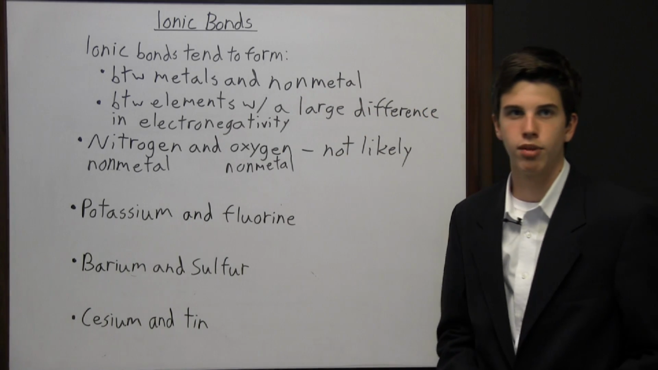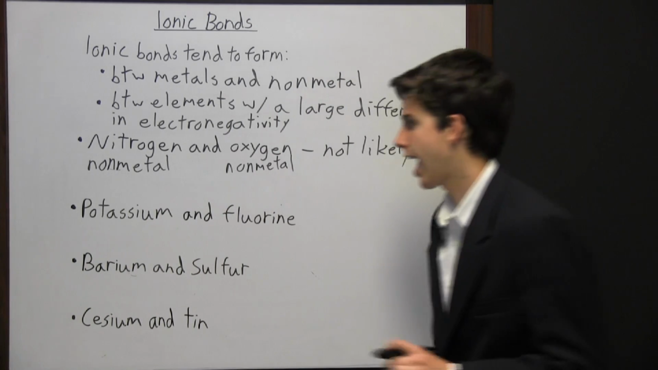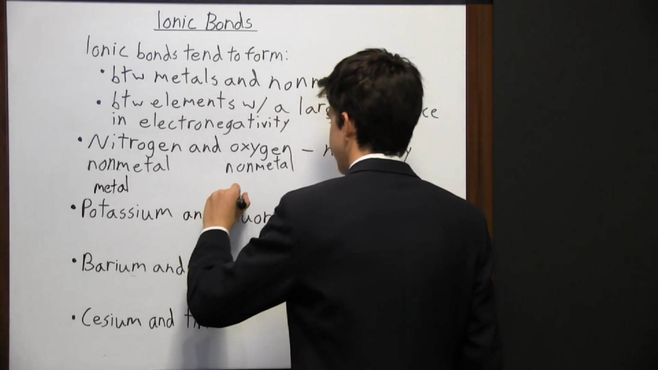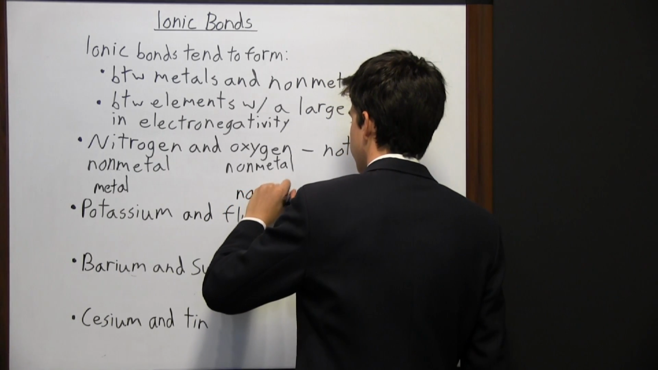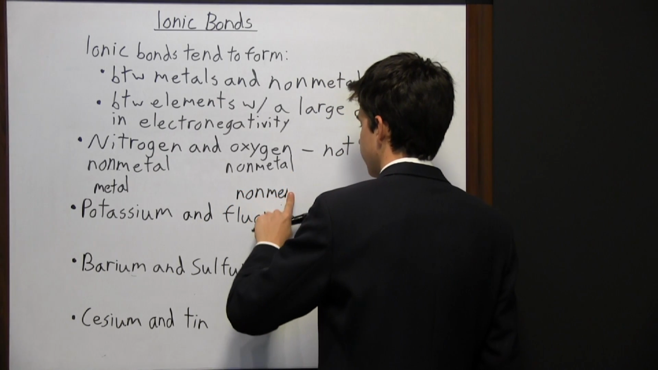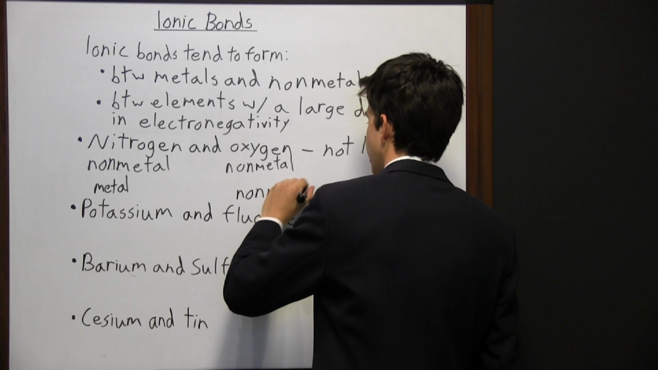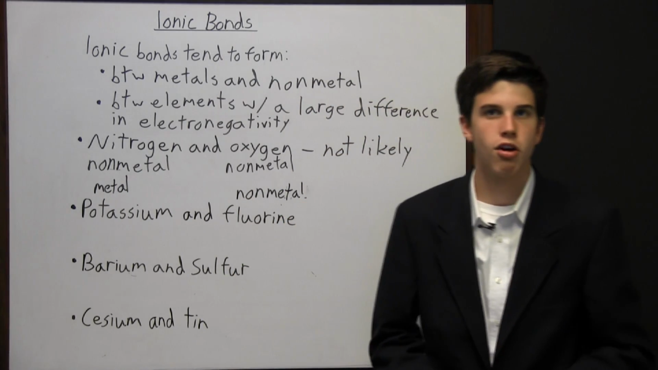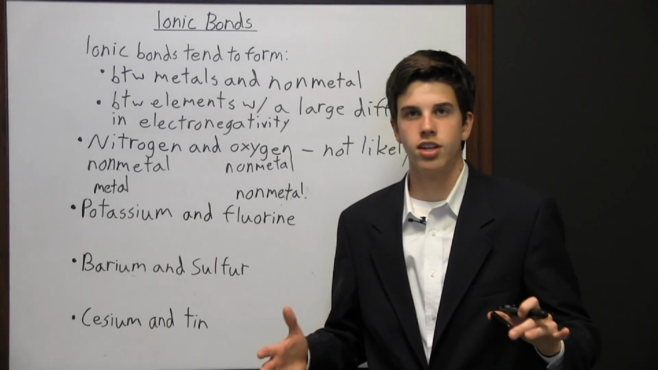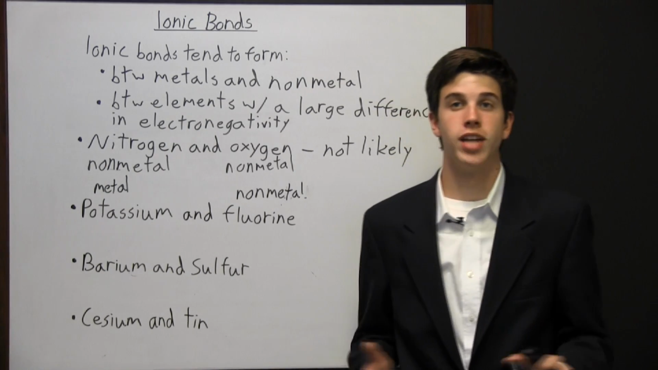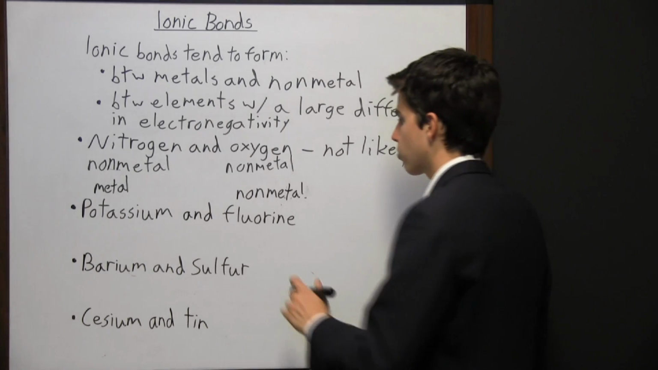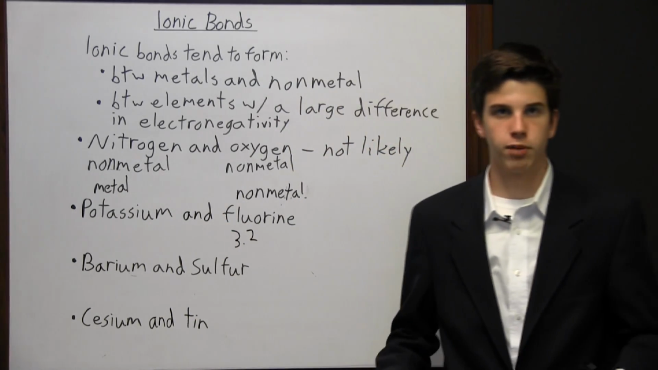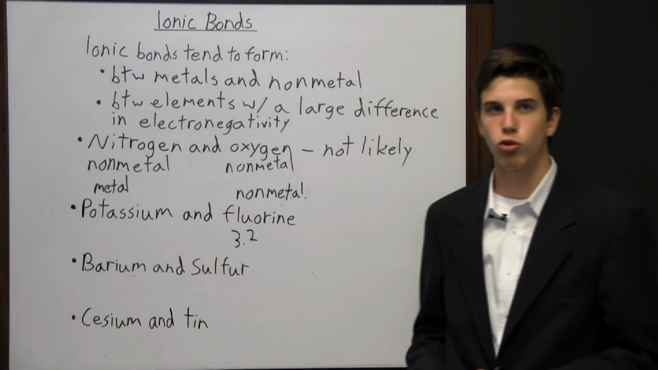Then we have potassium and fluorine. Potassium is an alkali metal, and fluorine is a nonmetal. So we've met the first criterion. We have a reaction here between a metal and a nonmetal, so we're doing good so far. And then there's a high electronegativity difference here. It's actually 3.2, which is pretty high. So they're likely to form ionic bonds, specifically potassium fluoride.